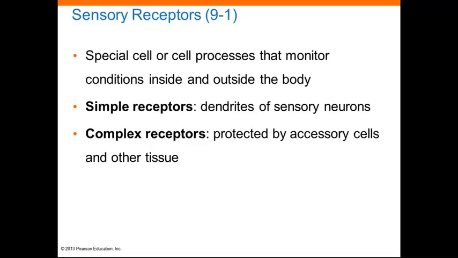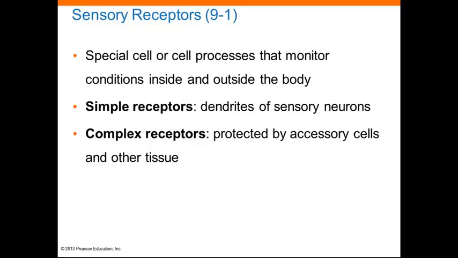So really, our knowledge of the world around us is limited to those characteristics that stimulate our sensory receptors. The specialized cells or cell processes that monitor the conditions inside or outside the body are called sensory receptors. The simplest receptors are the dendrites of sensory nerves, and the branching tips are called free nerve endings.